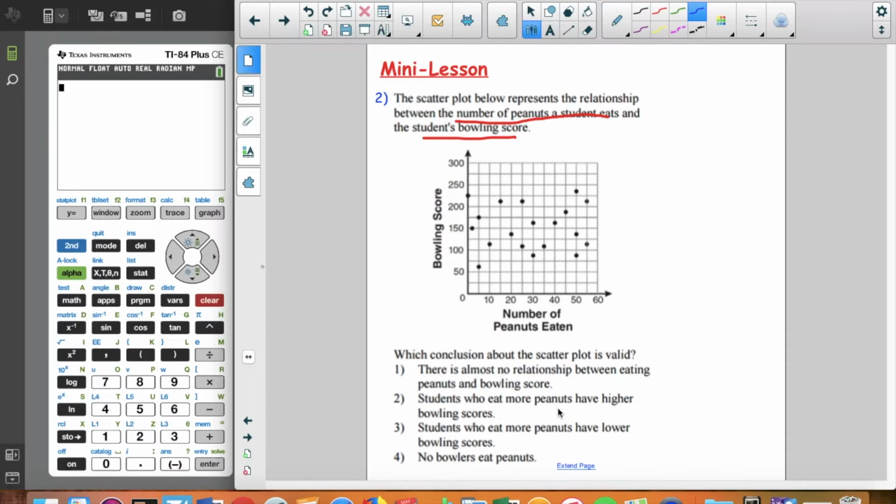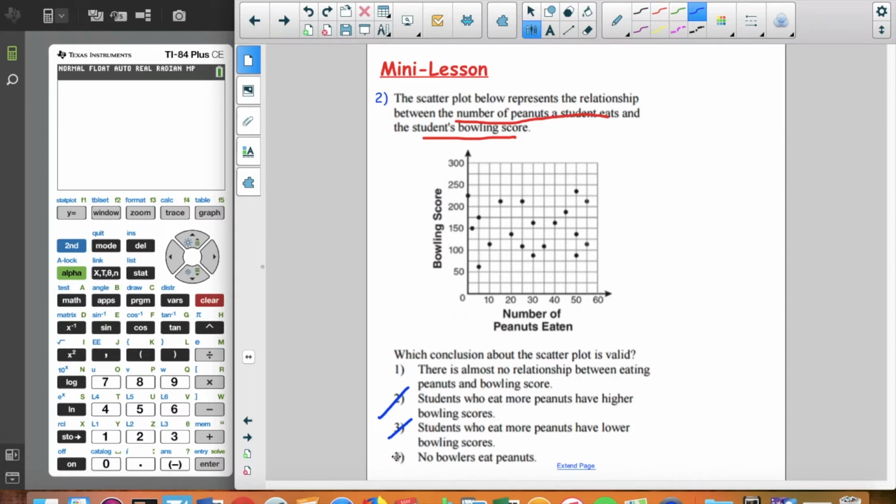Students who eat more peanuts have higher bowling scores. I don't see any type of positive line here. I just see a mess of dots. If this was the case, our line would have been like this, straight up. I don't see that. So 2 is out. Okay, then it says students who eat more peanuts have lower bowling scores. That would also have to mean that there is some correlation here and the line would have to be going down in a negative way. But again, I don't see that here. I just see a mess of dots.